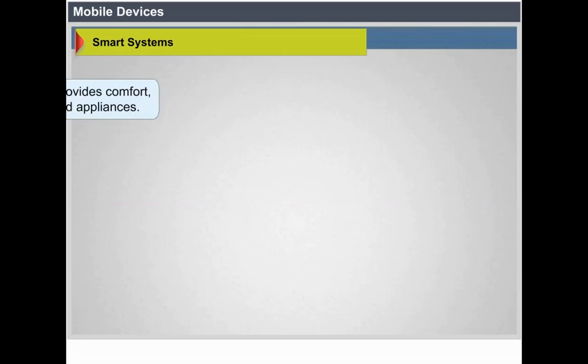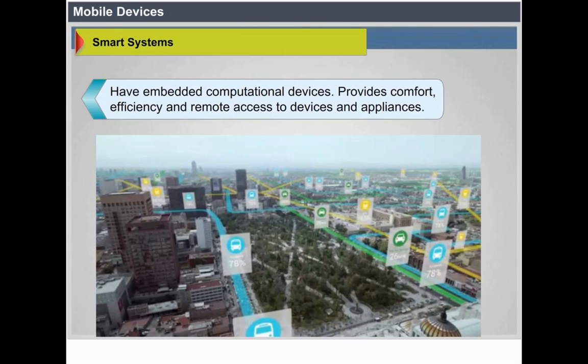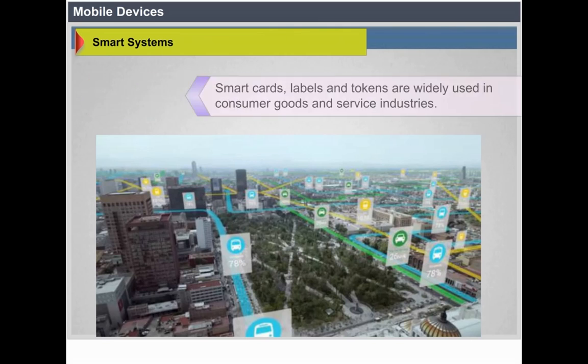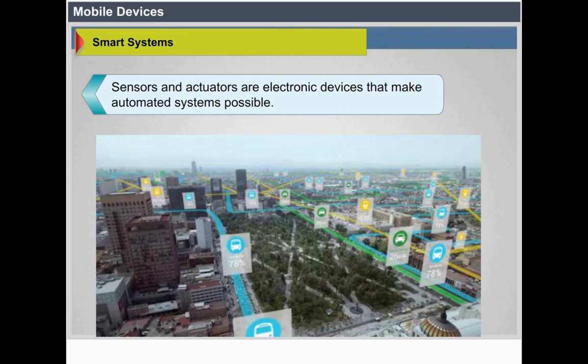Smart systems have embedded computational devices and provide comfort, efficiency, and remote access to devices and appliances. Smart cards, labels, and tokens are widely used in consumer goods and service industries. Sensors and actuators are electronic devices that make automated systems possible.